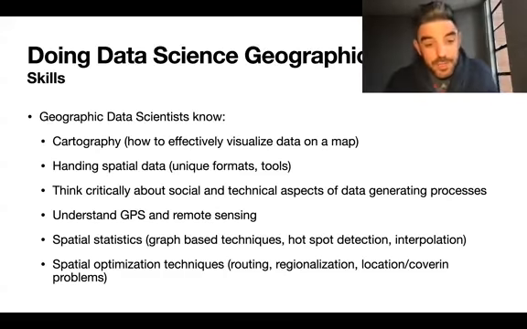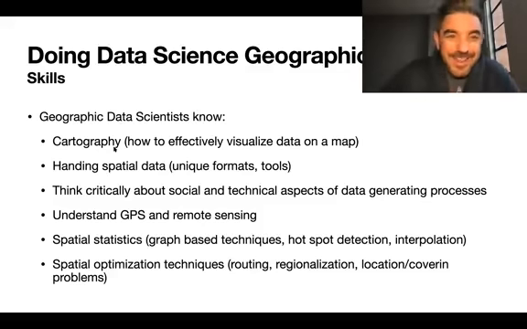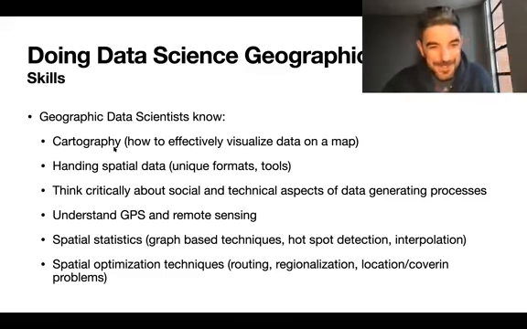So what does it mean to do geographic data science? What do geographic data scientists know and do? Geographic data scientists know a couple of things that I think distinguish them from vanilla data scientists. And these are actually fun things to learn and fun things to do.